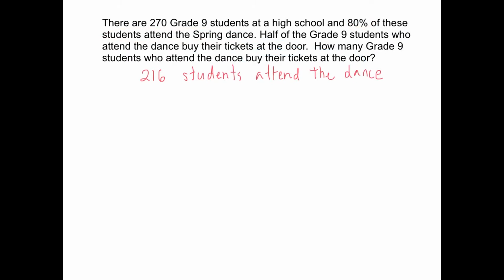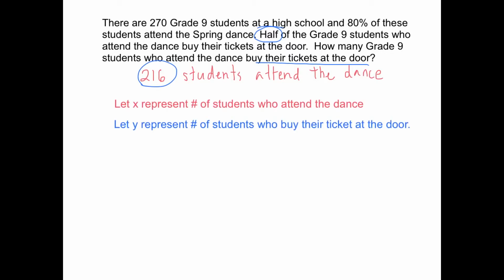So we've just solved the first part of this question. We know how many students attend the dance, but do we know how many of those students buy their tickets at the door? Well, not yet, but we can still figure that out. What information does the question tell you about this? We're told that half of these students, so half of 216, will buy their ticket at the door.